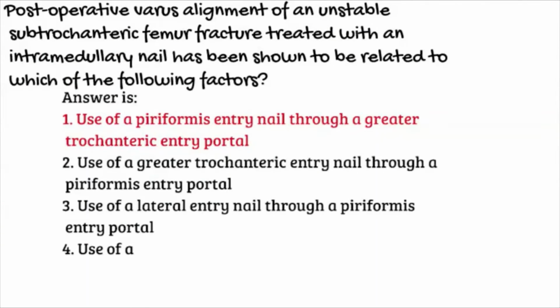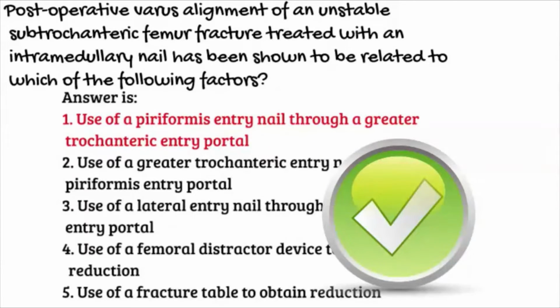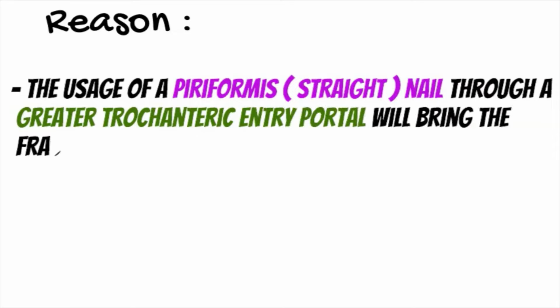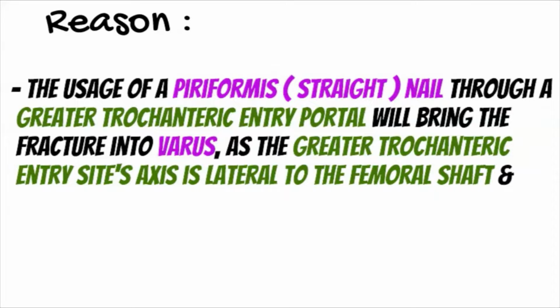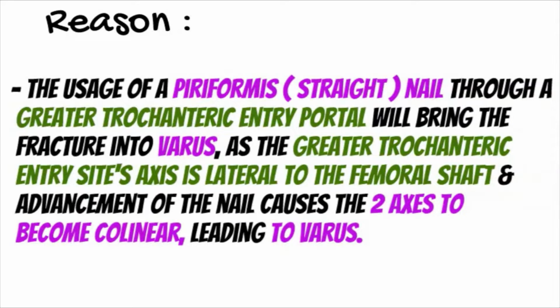And the answer is 1. Use of a piriformis entry nail through a greater trochanteric entry portal. I will give the reason. The usage of a piriformis straight nail through a greater trochanteric entry portal will bring the fracture into varus, as the greater trochanteric entry site's axis is lateral to the femoral shaft, and advancement of the nail causes the two axes to become collinear, leading to varus.